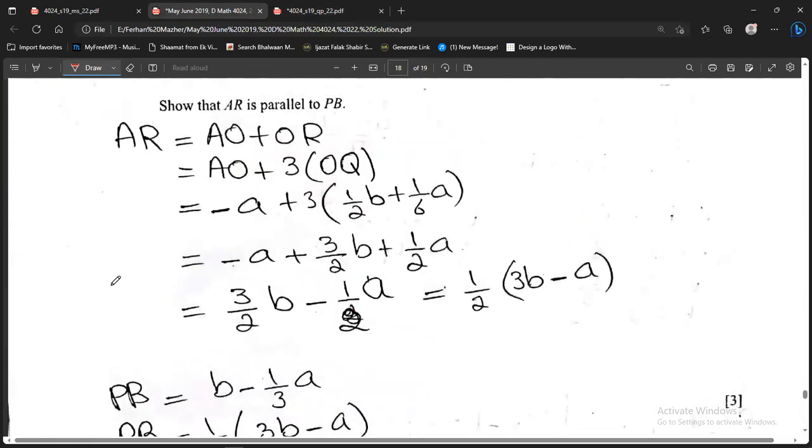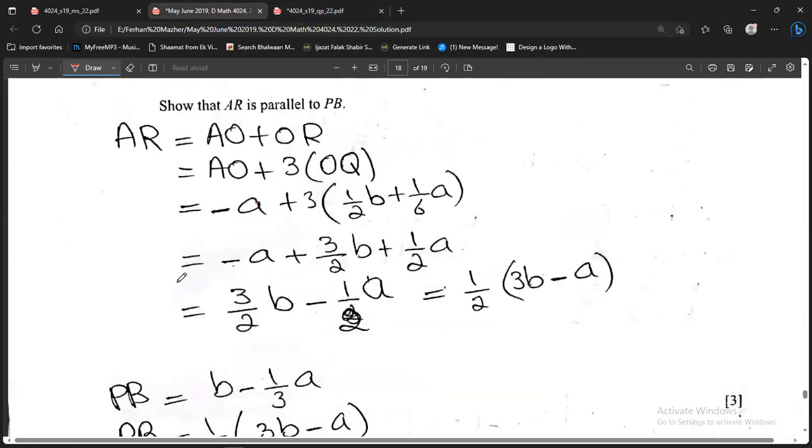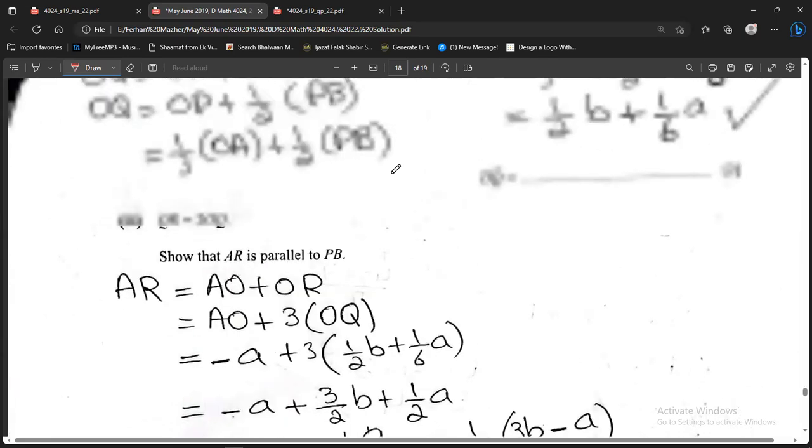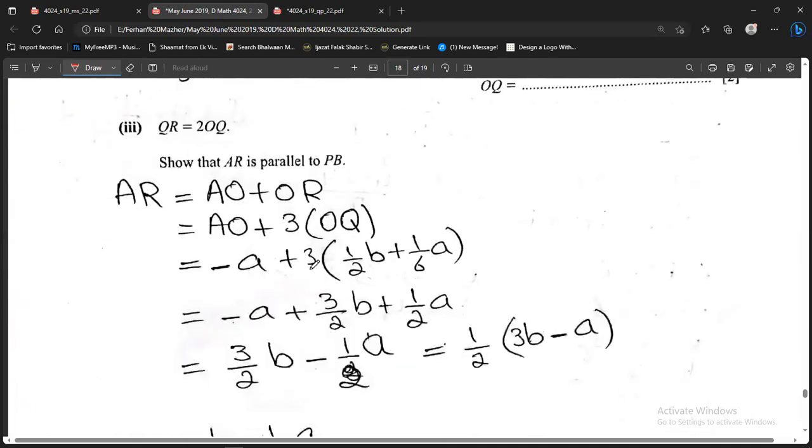AR is equal to AO plus OR. So if you want to find AR, from A go to O, from O go to R. That's the bypass. AR will be equal to AO plus OR. AO plus 3 times OQ, since OR is 3 times OQ. So AO is minus A plus 3 times bracket OQ. We just found that OQ. OQ is this value, so put that value here. So 3 bracket 1 by 2B plus 1 by 6A, bracket close. Just open that bracket. Minus A plus 3 by 2B plus 1 by 2A.